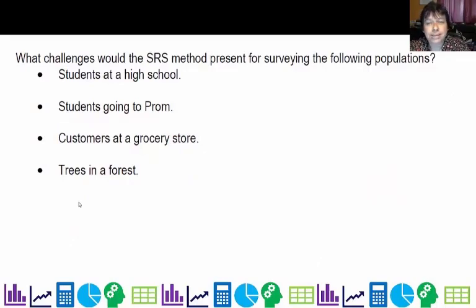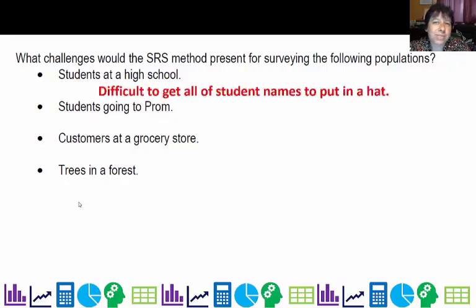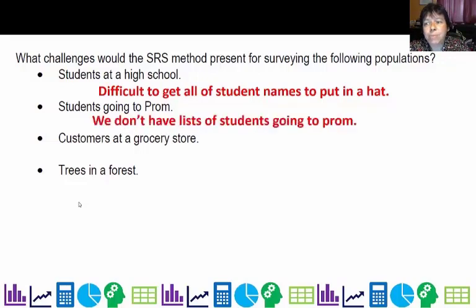If I wanted to sample all the students at the high school, even though I'm a teacher, it's difficult for me to get a listing of everybody due to privacy issues. So maybe I wouldn't do a simple random sample of all the students in the high school. If I was trying to do all the students going to prom, the problem is I don't have a list of students going to prom. I could take a list of people who had bought tickets and sample them, but that wouldn't give me everybody going to prom because some people wait till the last minute.